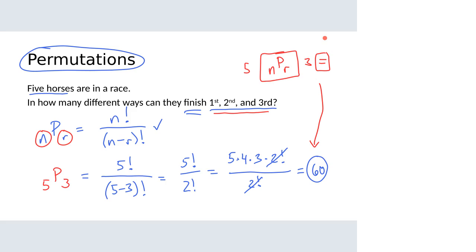Permutations happen when order matters. We have a formula for working with those, and you can either solve it by hand or by using the button. Any questions on this before I have you try one? Okay.